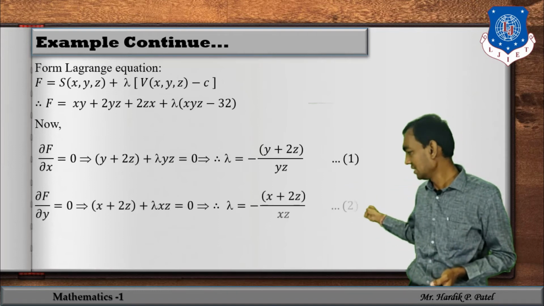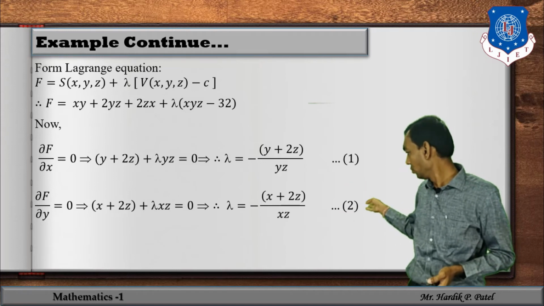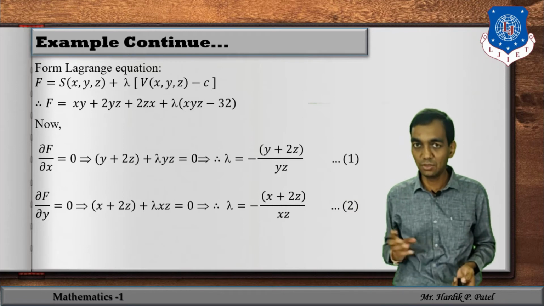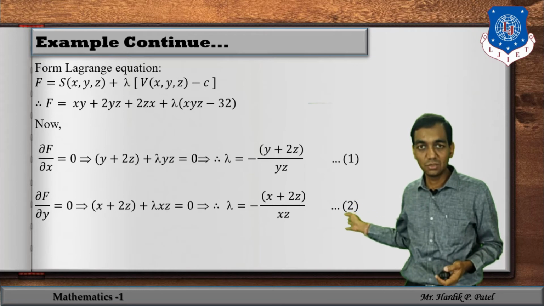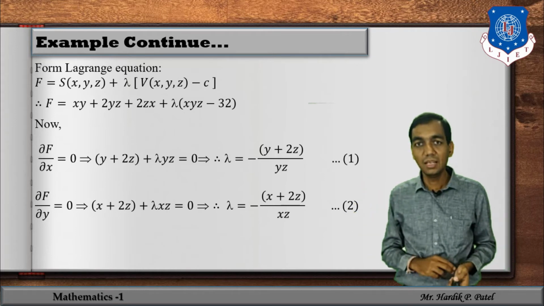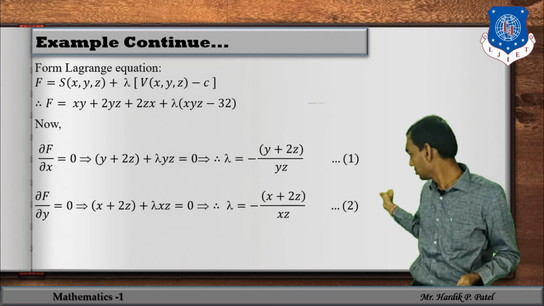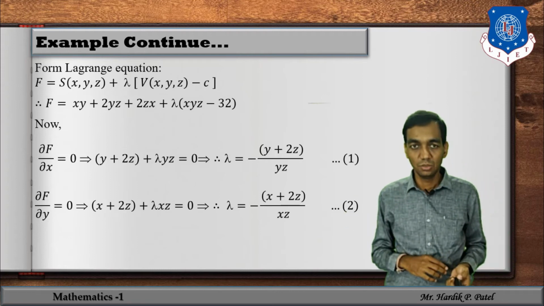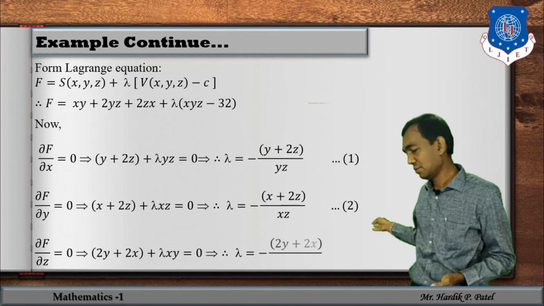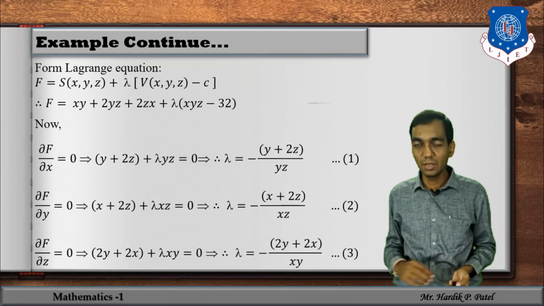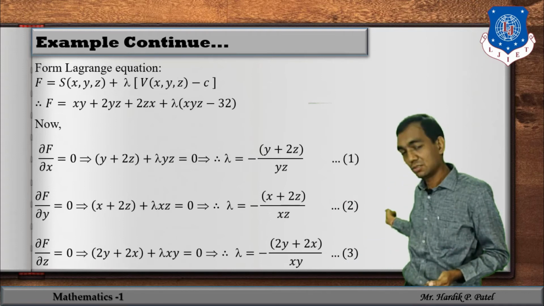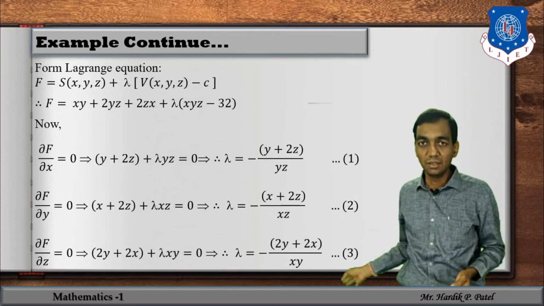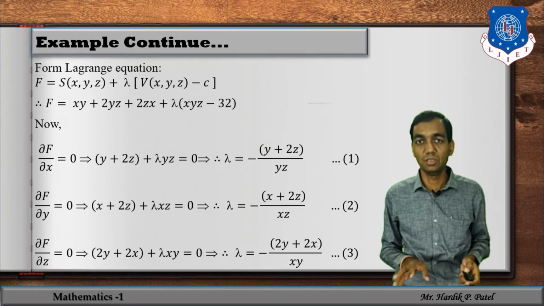In the same manner, ∂F/∂y = 0. That will give you x + 2z + λxz = 0. If you make λ the subject, then you will have λ = −(x + 2z)/xz, and that is equation number 2. In the same manner, ∂F/∂z = 0. That will give you 2x + 2y + λxy = 0. That means λ = −(2x + 2y)/xy. This is equation number 3.